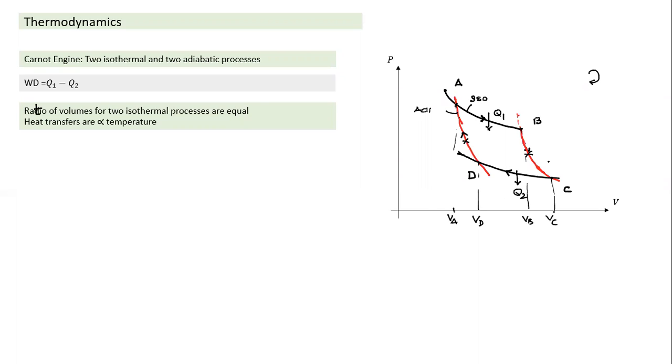See, in this case, this whole curve is at a particular temperature. Let me call this temperature T1, which is a higher temperature, and this one T2, which is a lower temperature. So the temperature ratio between B and C is the same as the temperature ratio between A and D. So are we clear? TB by TC is equal to TA by TD, which is equal to T1 by T2.